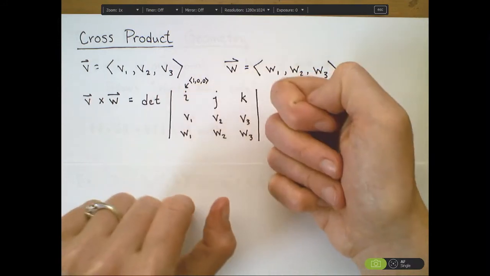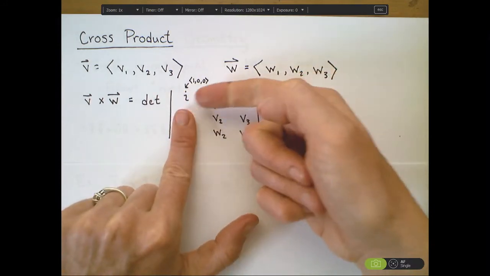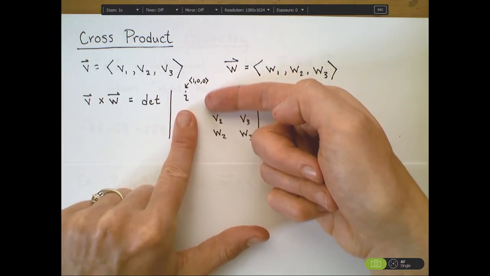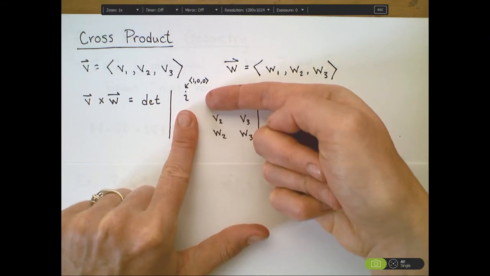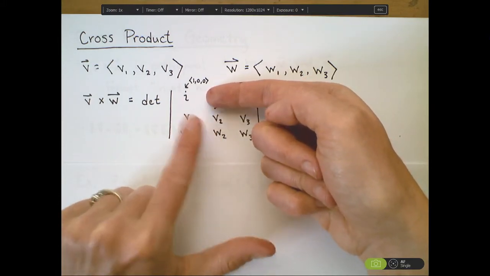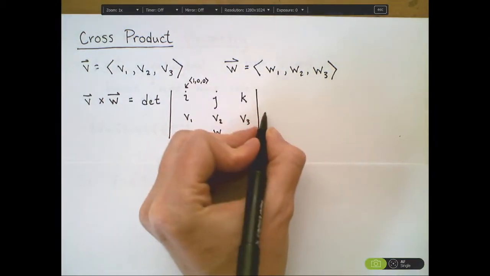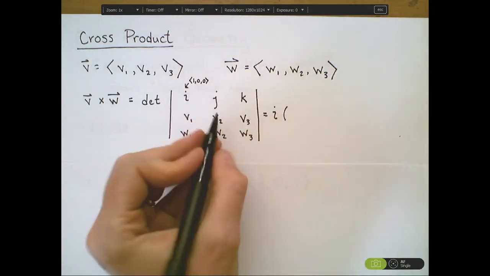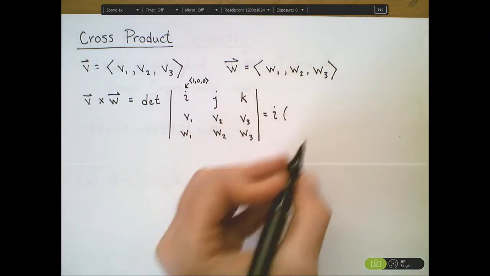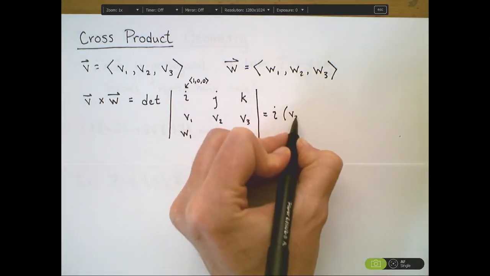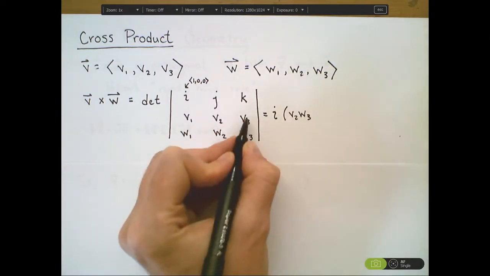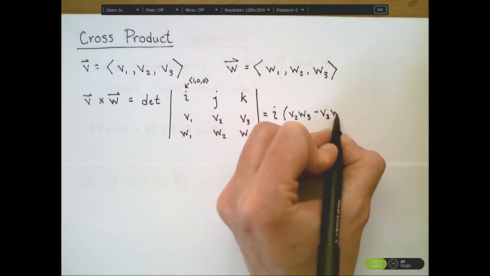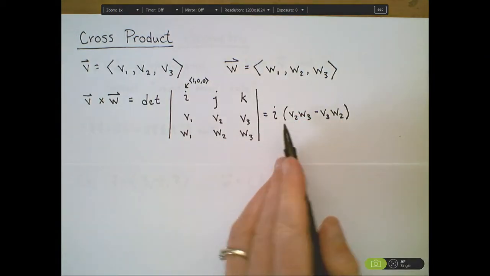When we expand to 3x3 matrices, we think of the first row and first column position as a coefficient that's multiplied by the determinant of this minor matrix. So in this case, the first part of my determinant is going to be i multiplied by the determinant of this little matrix, which is v2 times w3, minus the minor diagonal, which is v3 times w2. It's only the first piece.